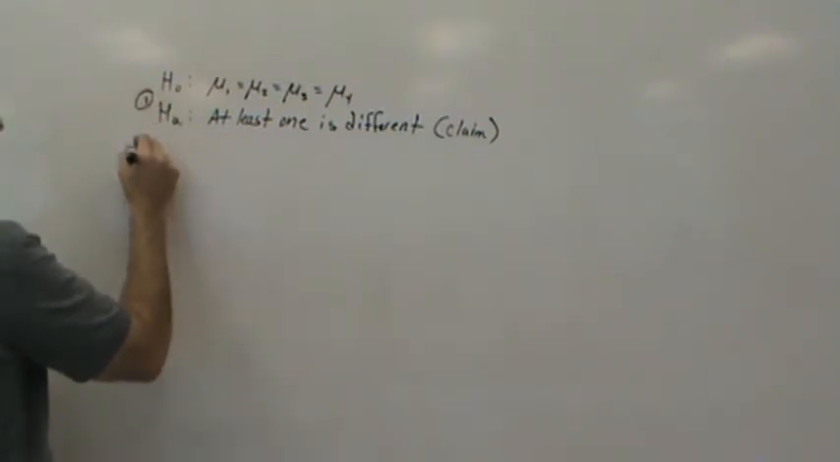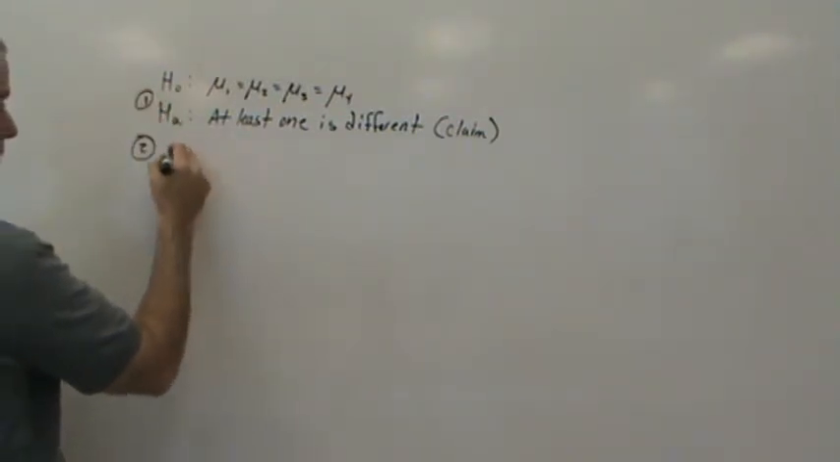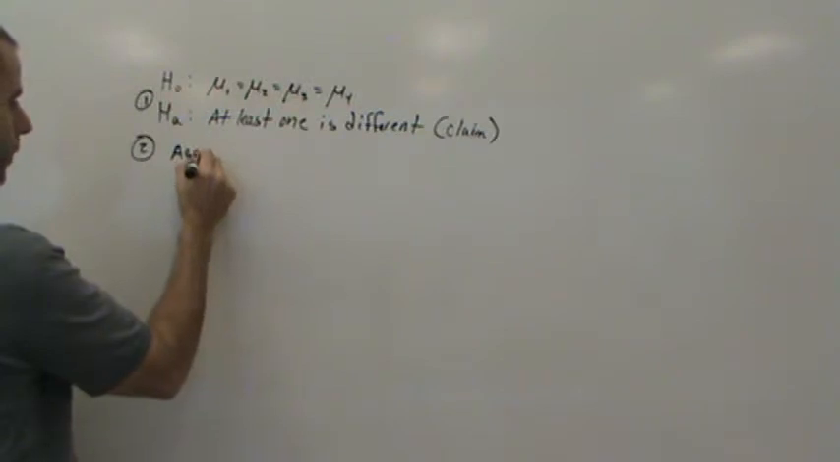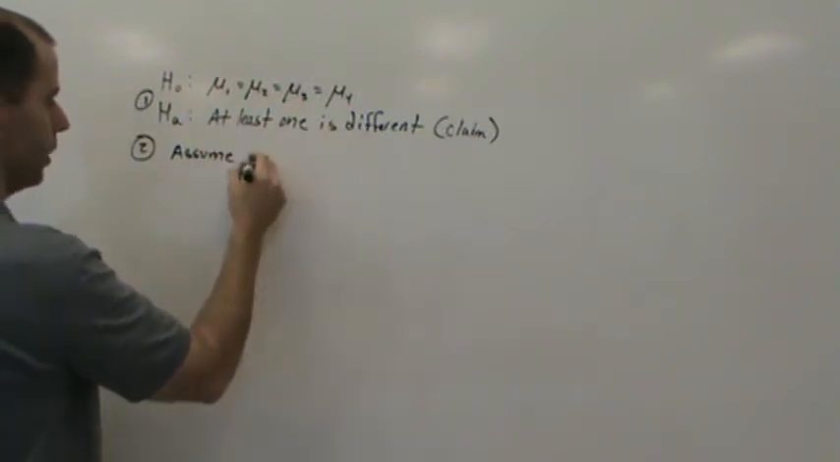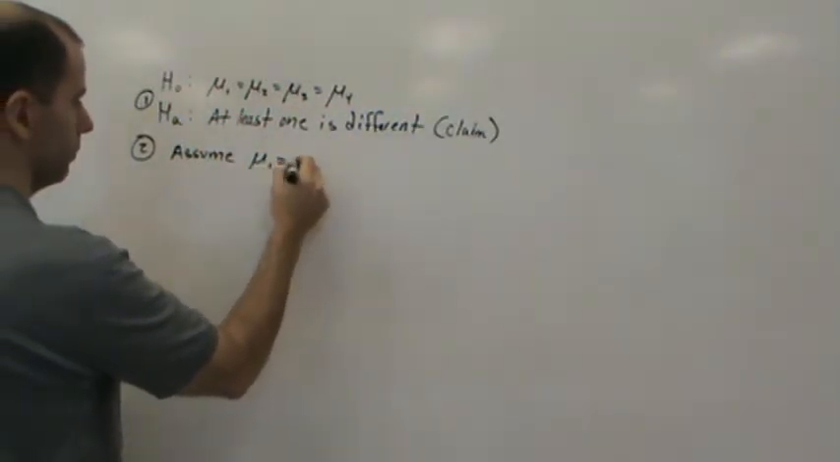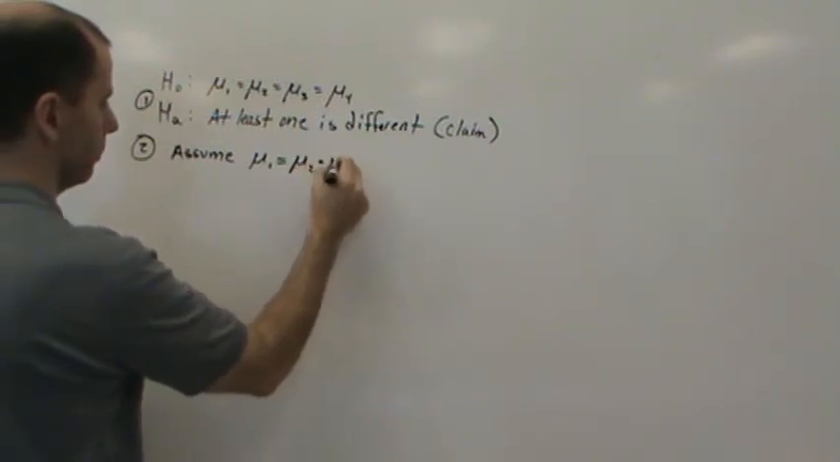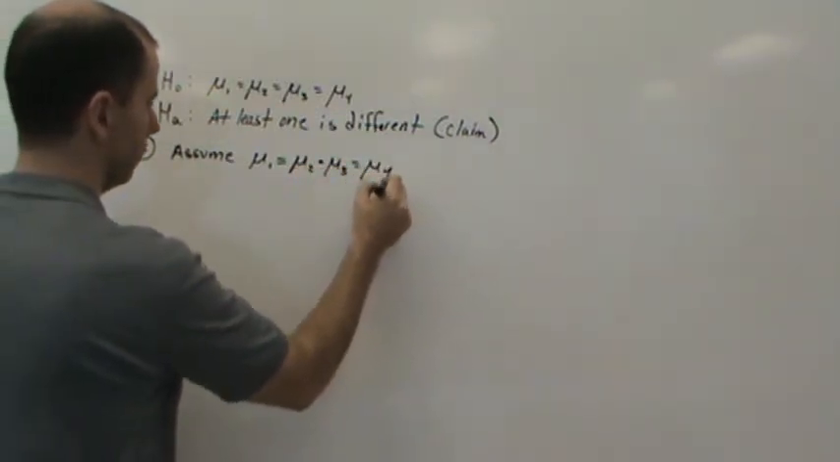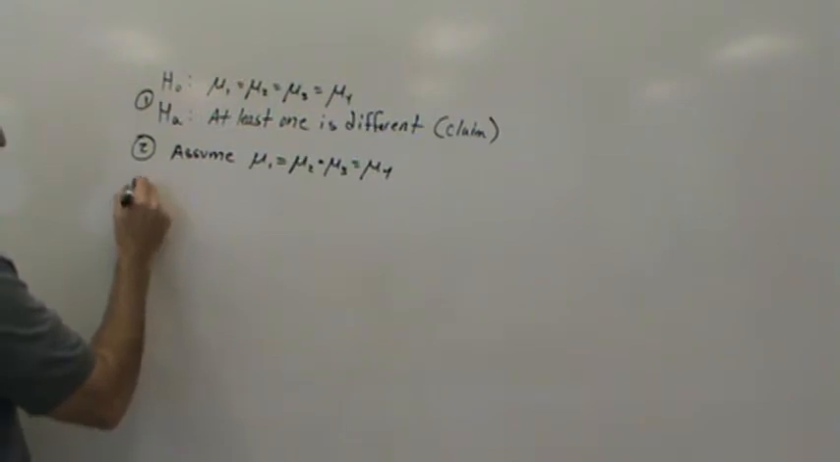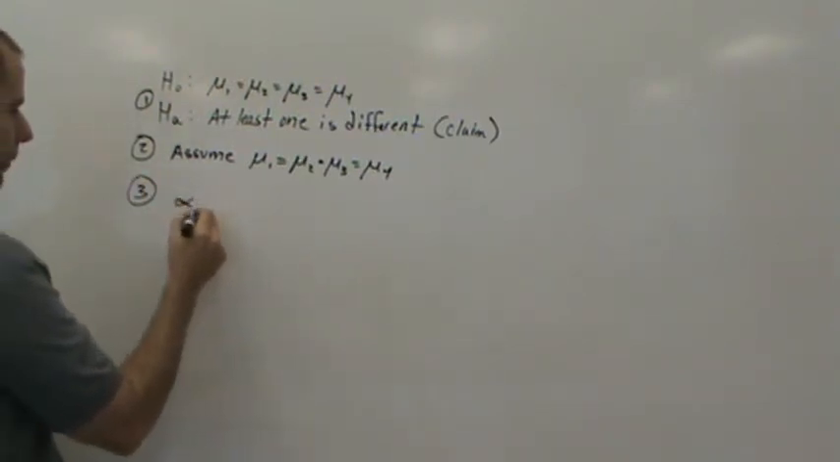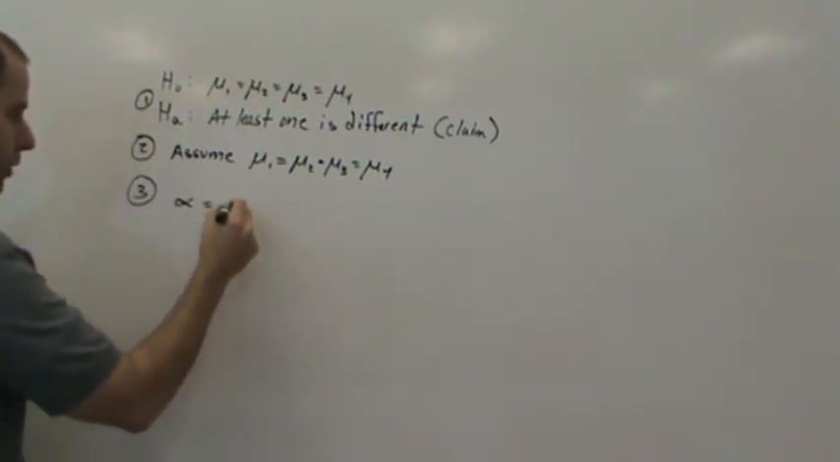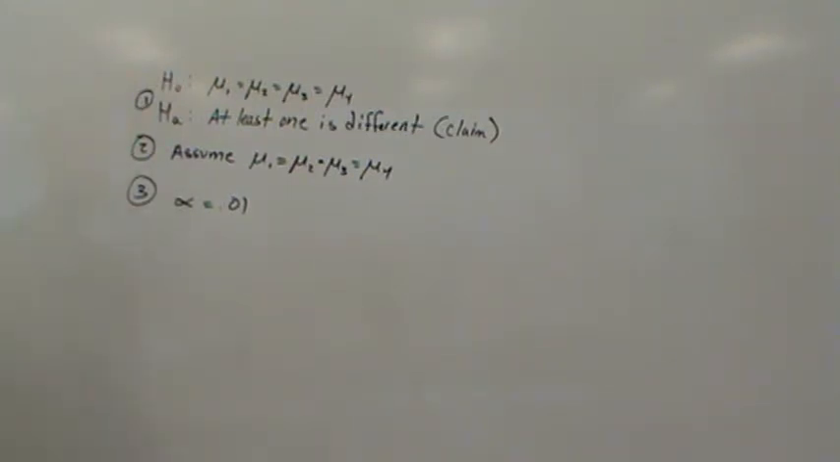Step 2 is we're going to assume there is no difference. So we're going to assume the null, that they're all equal. Step 3 is we're going to use alpha equals 0.01. They want a 1% significance level.